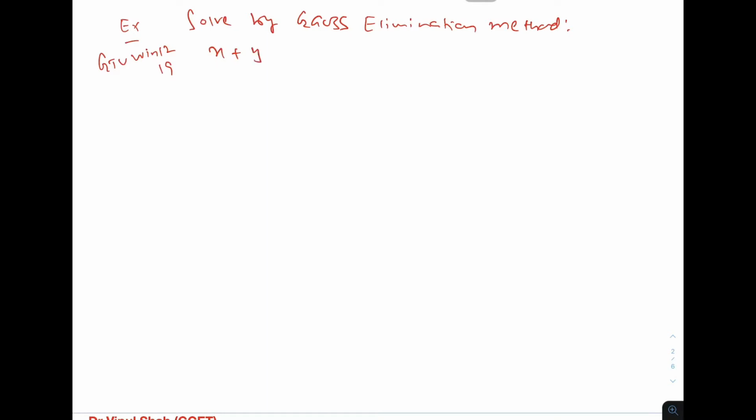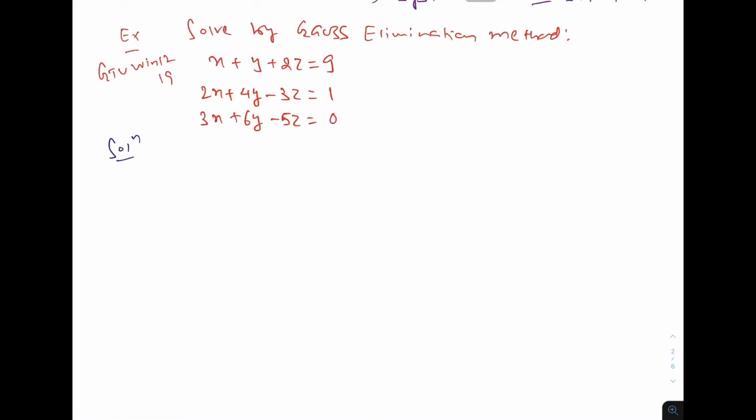You are given x plus y plus 2z equal to 9, then 2x plus 4y minus 3z equal to 1, then 3x plus 6y minus 5z equal to 0. So we are given this kind of system of linear equations. So let us first convert into the augmented matrix and then try to solve.